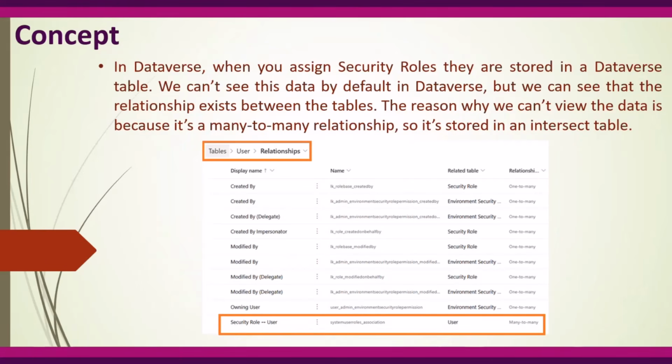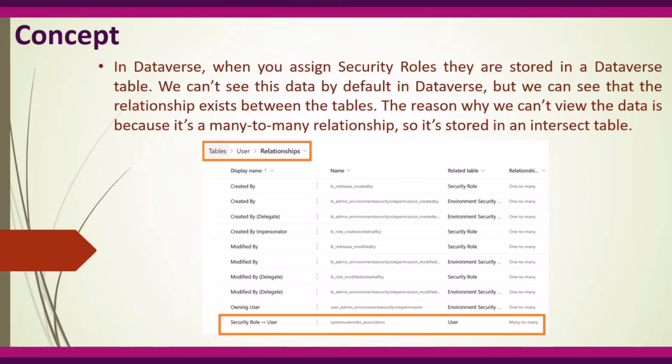But before that, I just want to cover a very small concept in terms of Dataverse security roles and the table relationships in Dataverse. So in Dataverse, when you assign the security roles, they are stored in a Dataverse table. We can't see this by default, but there is always a many-to-many relationship between the security role and the user table. It's an intersect table which has a many-to-many relationship. If you go to the user table within the Dataverse tables and go to relationships, you will see a relationship between the security role and the user table.